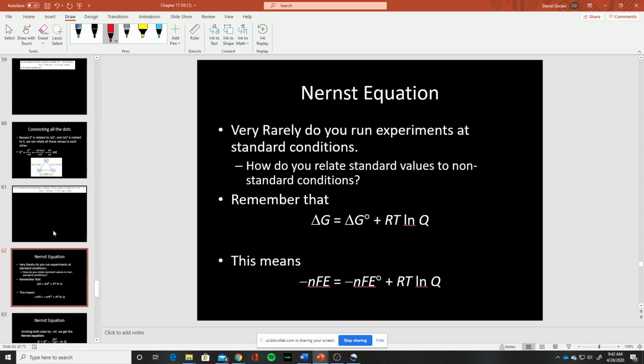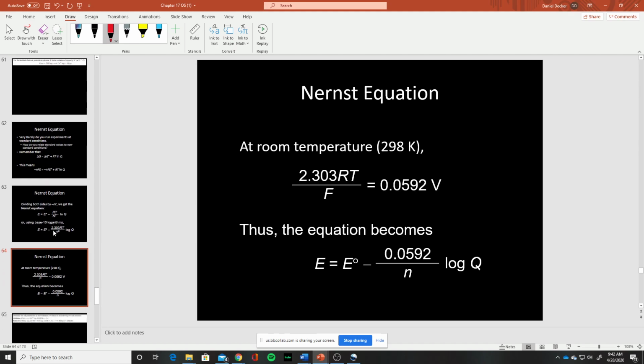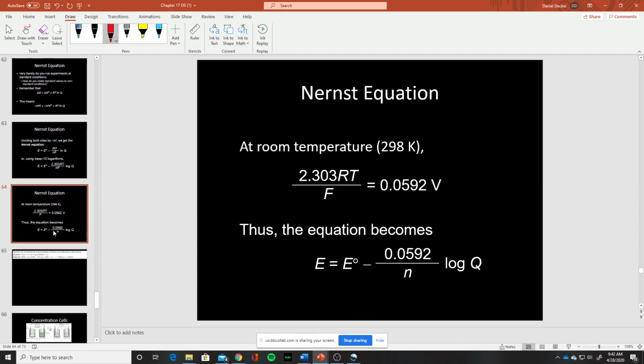And also, this is the normal form of the Nernst equation, although it's missing the unit volts there. But you should definitely know how to use the Nernst equation as well. So this allows us to calculate non-standard cell voltages.